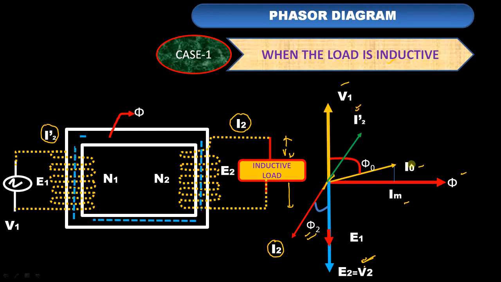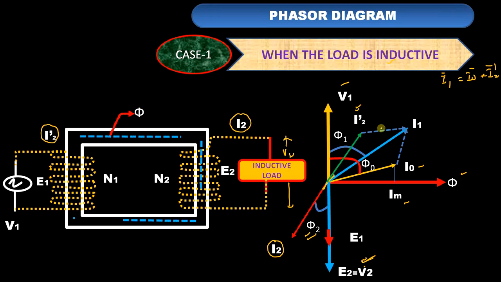Now what is the resultant of this I0 and I2 dash? Resultant of I0 and I2 dash is nothing but I1. We know this one, I1 is equal to I0 plus I2 dash. See here, this is I1, angle of phi 1. Okay. This is the phasor diagram of a transformer when the load is inductive.